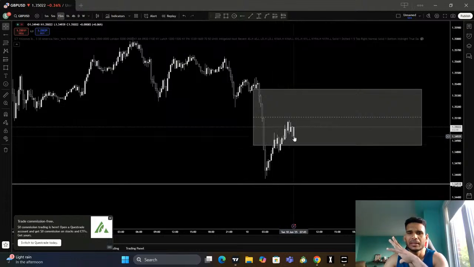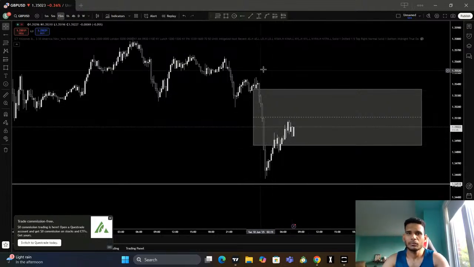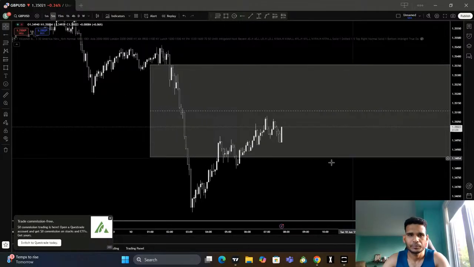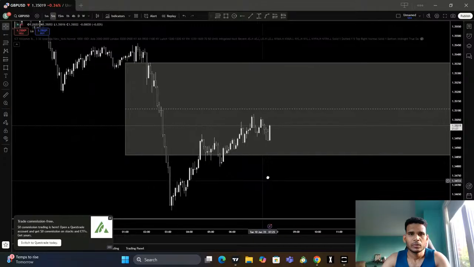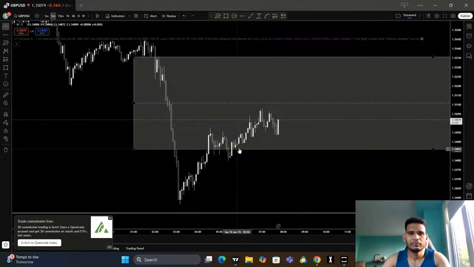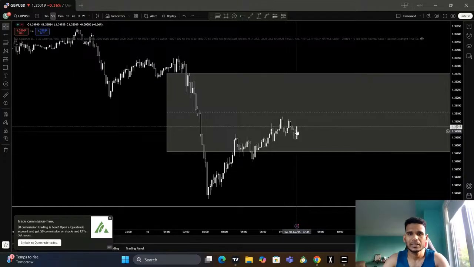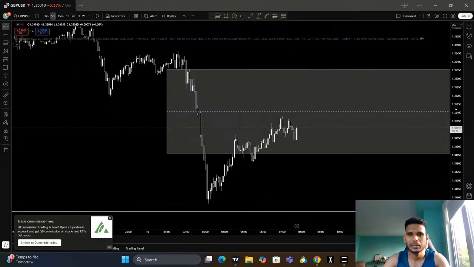There are no fair value gaps here. I don't know when it's going to reverse. I have to wait for it to happen. So let's wait and see inside this range. If I get the market maker sell model, I just short and target this low. This is the whole game plan for GBPUSD for today. Until then, no compromise, no entry.